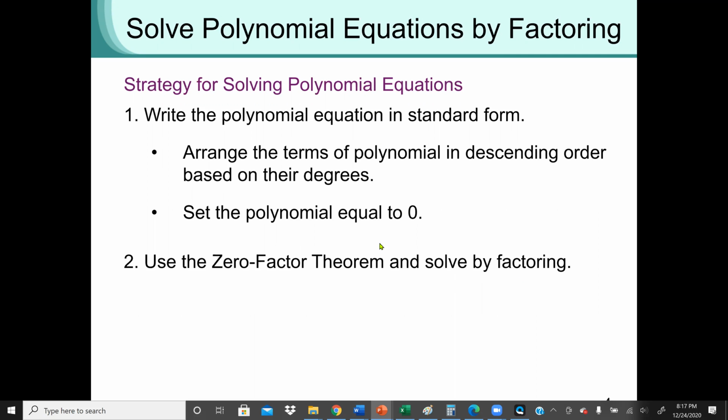So we are going to see an example soon, but again, these are the steps. First, we have to write the polynomial equation in standard form. Then we need to arrange the terms in the polynomial based on the order of the degree. The highest degrees will come first, then we decrease, going in descending order. Then we make sure we set the polynomial equation to 0. Then we can use the zero factor theorem or solve by factoring.